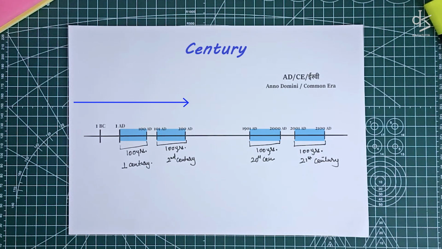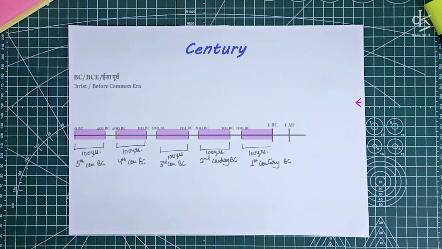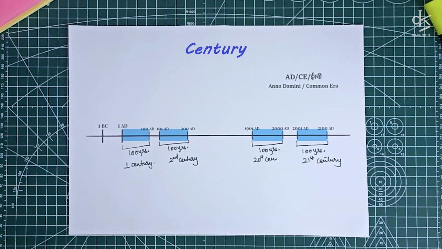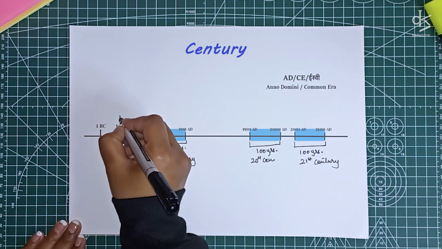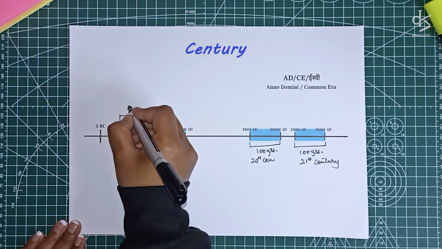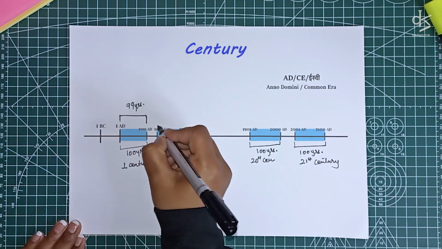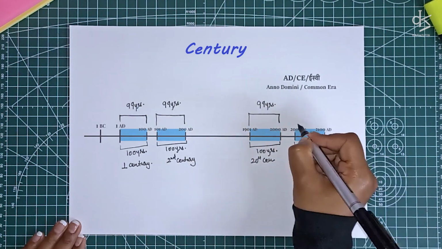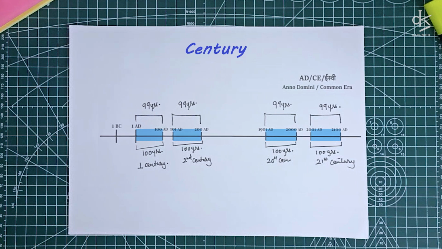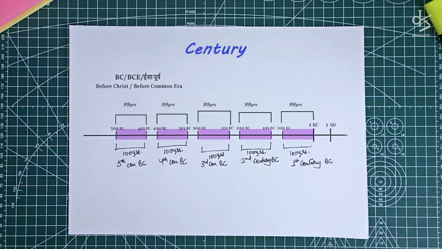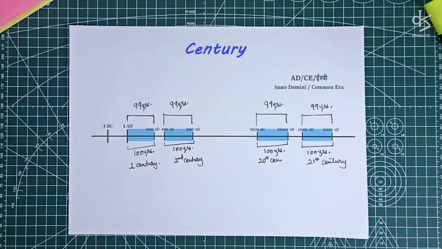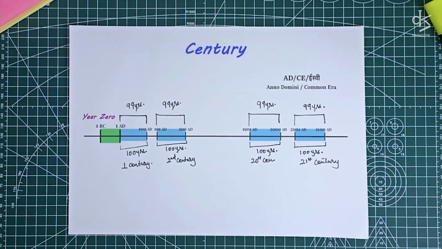AD/CE timeline works forwards and BC or BCE timeline works backwards. But here in all the centuries, the 100th year is missing. When we count 1 to 100 AD, there are only 99 years. 101 AD to 200 AD, there are 99 years again, and so on. The same happens in the BC/BCE timeline also. We can count 99 years in 1 BC to 100 BC and so on. Here's the mystery of the missing year. For this confusion, you can blame the sneaky missing year 0 between BC and AD.